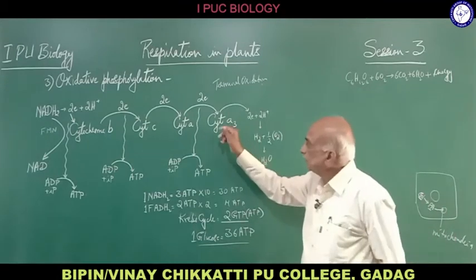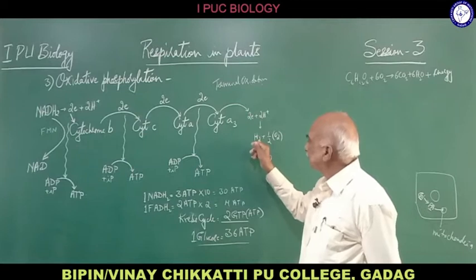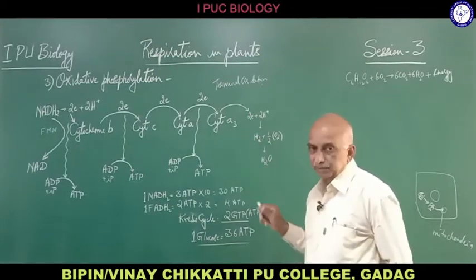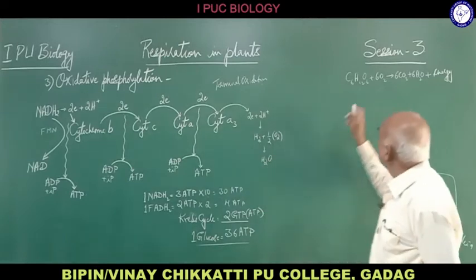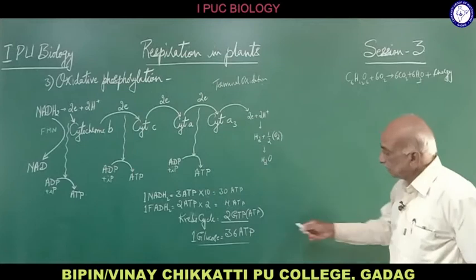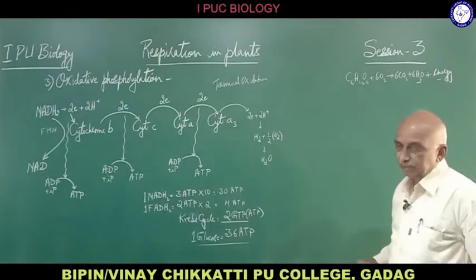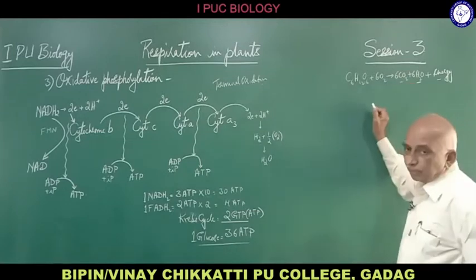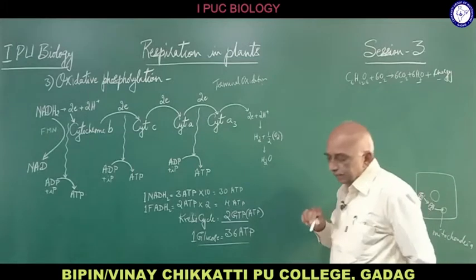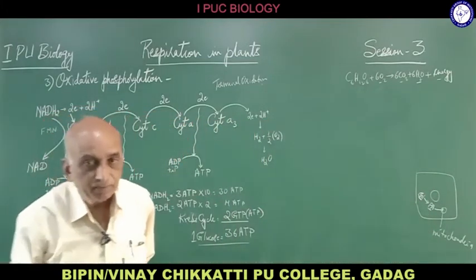So cytochrome A3 donates the electrons to the protons to form H2, which combines with O, and then it forms water. This is the water formed during the respiration reaction, and this is the energy produced during the respiratory reaction. This CO2 is released during the Krebs cycle. Oxygen is used here. Only in the third step is oxygen actually used, not in the first step.